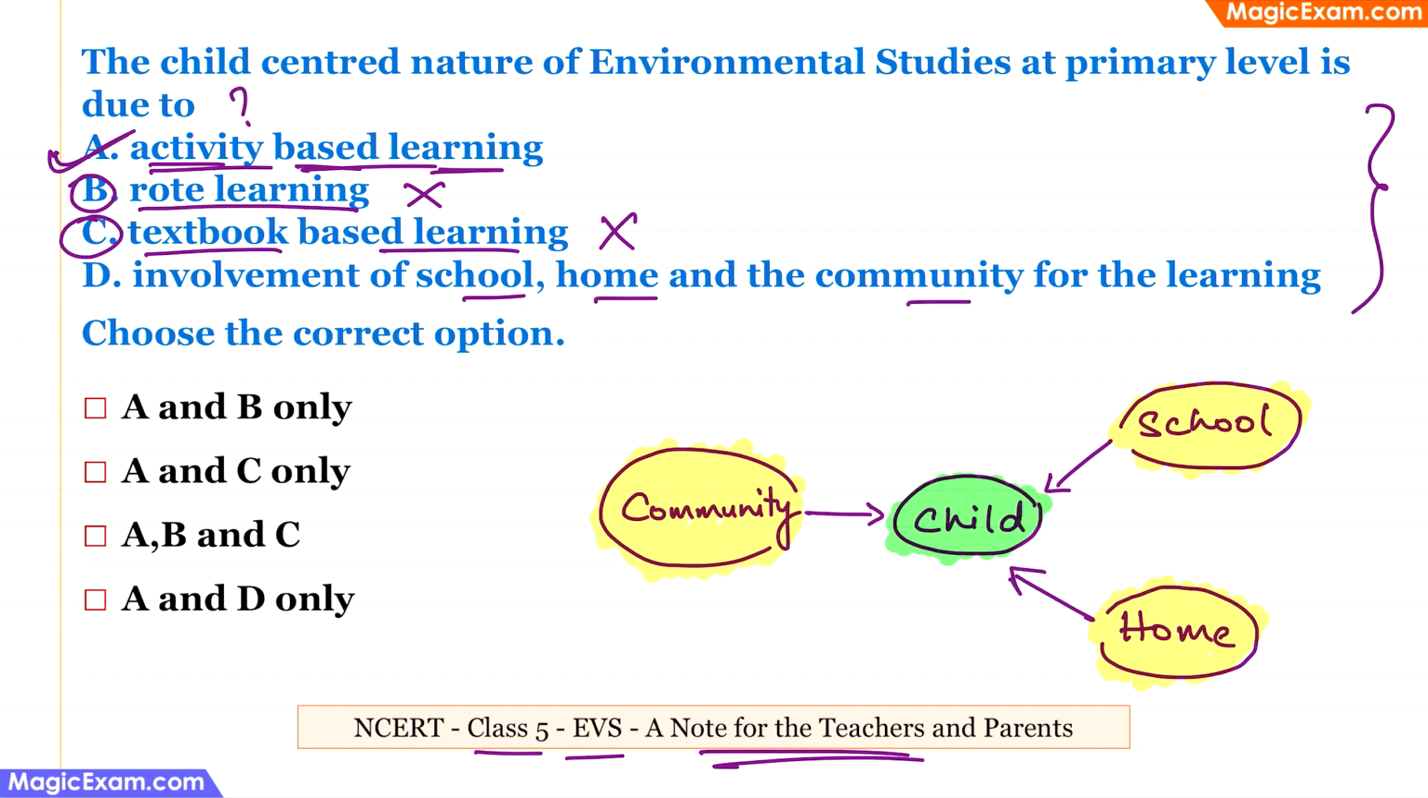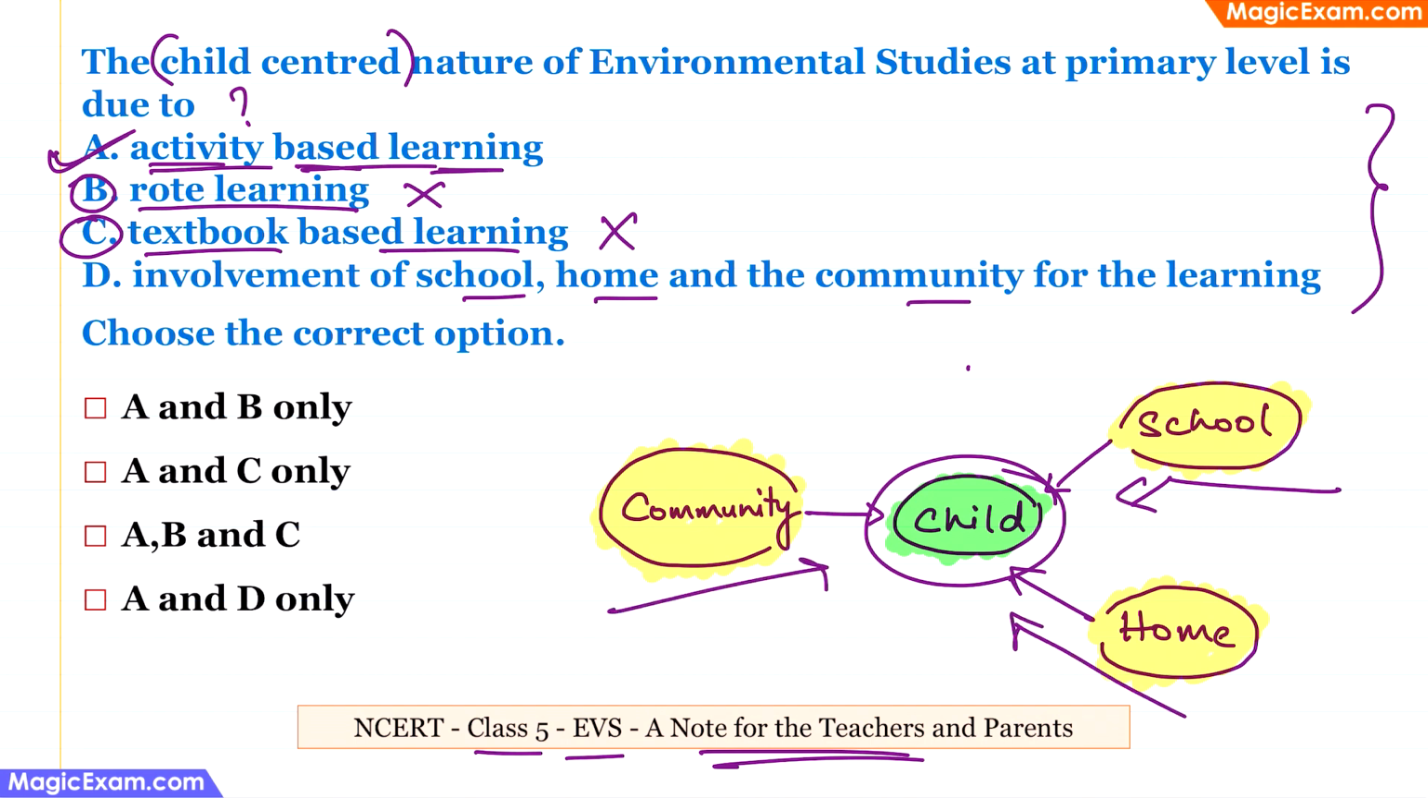This is correct because if you look at what is the main meaning of child-centered nature of environmental studies, it means that the child is at the center of the learning process and the learning is happening through the school, through the home and through community, and this is child-centric learning. Therefore, the last one, that is involvement of the school, home and community for learning, is correct because that is child-centered. Now the correct option should have A and D in it. Therefore, A and D only is the answer.